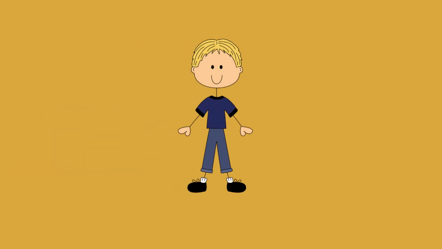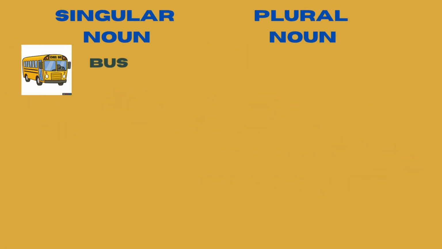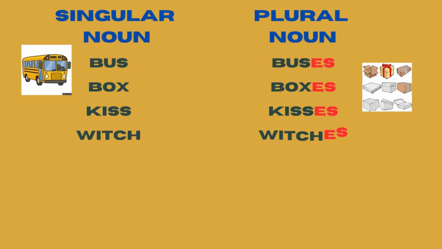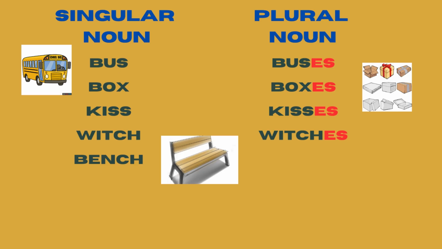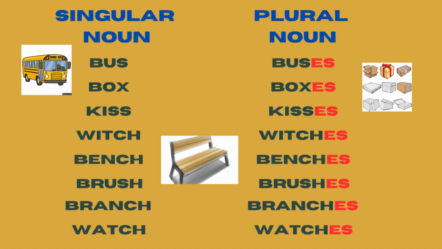To transform singular nouns ending in s, ss, sh, ch, x, or z into plural, add es to the end of the noun. Example: bus, buses. Box, boxes. Kiss, kisses. Witch, witches. Bench, benches. Brush, brushes. Branch, branches. Watch, watches.